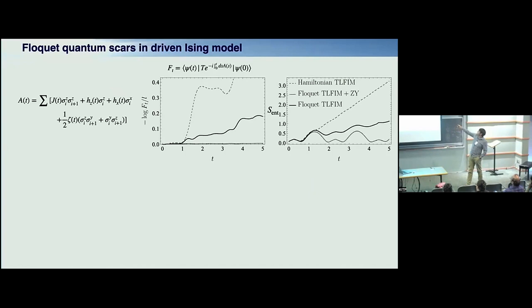And the same happens to entanglement. You see that here is transverse field Ising model thermalization. Entanglement shoots up through the sky, right, at time 5. And you see that taking this framework makes my driving nearly perfect, entanglement growth is gone. So it works. Now, what does it mean in terms of a Floquet model?